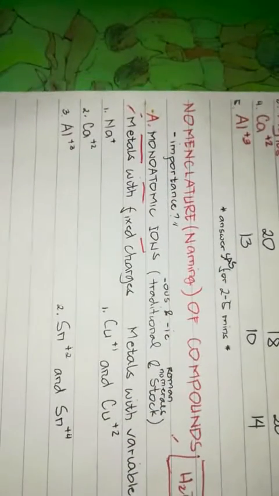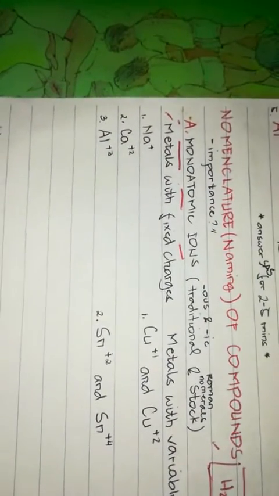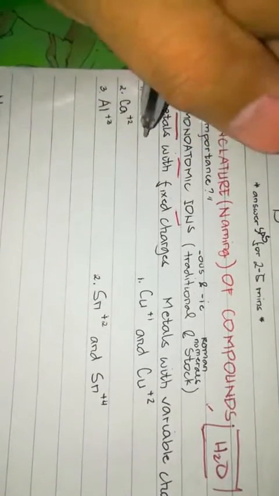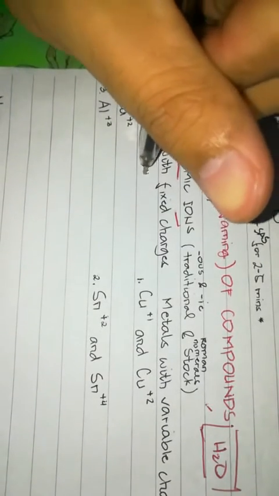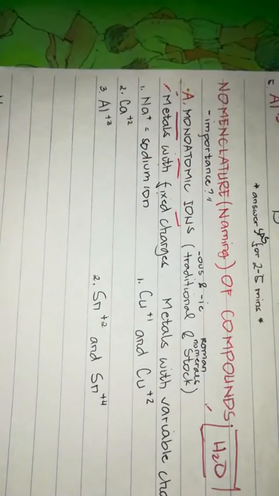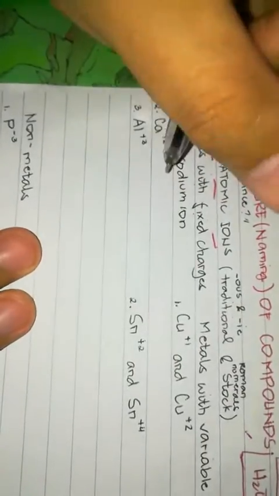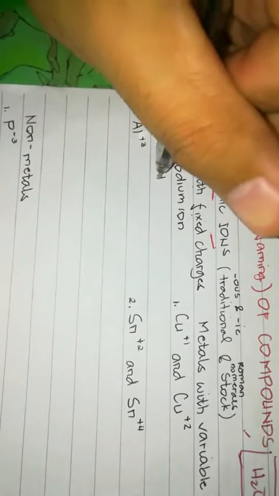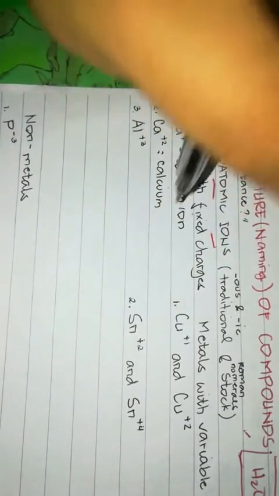So how do we name sodium na may charge? So we call them sodium ion. Next, what about calcium? Number 20 sa periodic table. Si calcium, iisa lang din ang charge niya. So which is positive 2. Kaya ang ilalagay natin dito sa pangalan niya ay calcium ion.